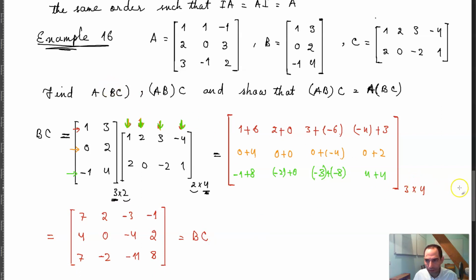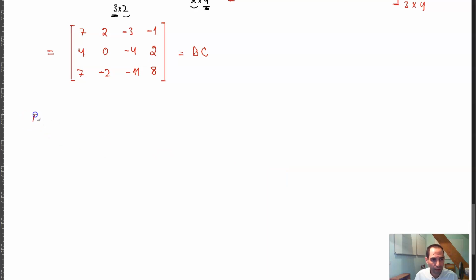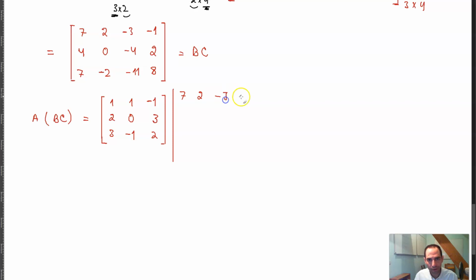Now A times BC, where A is the same matrix as before: 1, 1, negative 1, 2, 0, 3, and 3, negative 1, 2. And BC was this matrix, which is 7, 2, negative 3, negative 1, and 4, 0, negative 4, 2, and 7, negative 2, negative 11, and 8.